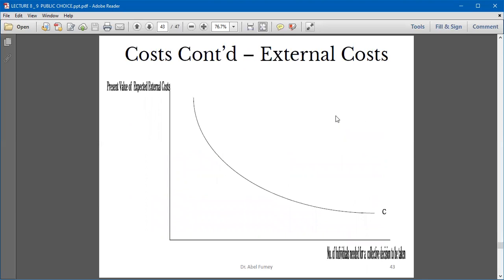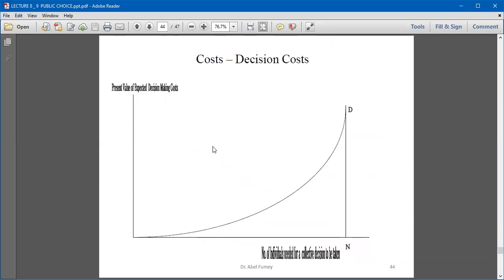Now, this is the external cost. The vertical axis is the present value of the expected external cost, and the horizontal axis is the number of voters, the number of people that are required to make the decision. So you see the inverse relationship. As the number of people increases, there's a reduction in the present value of the expected external cost. And this is the decision cost. Decision cost is positively related to the number of people engaged in the voting process.